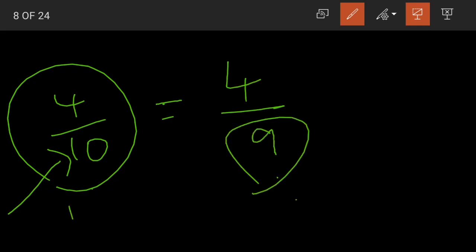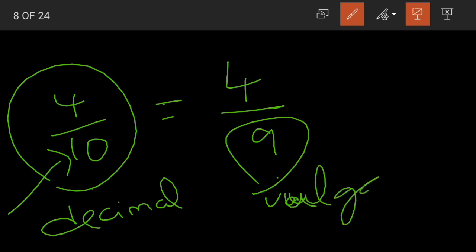Now what about the other fractions which do not have a number to the power of 10 as their denominator? It becomes a vulgar fraction. Decimal fractions are one kind, and a fraction which is not a decimal fraction becomes our vulgar fraction. Understood, students? It is very easy, right?